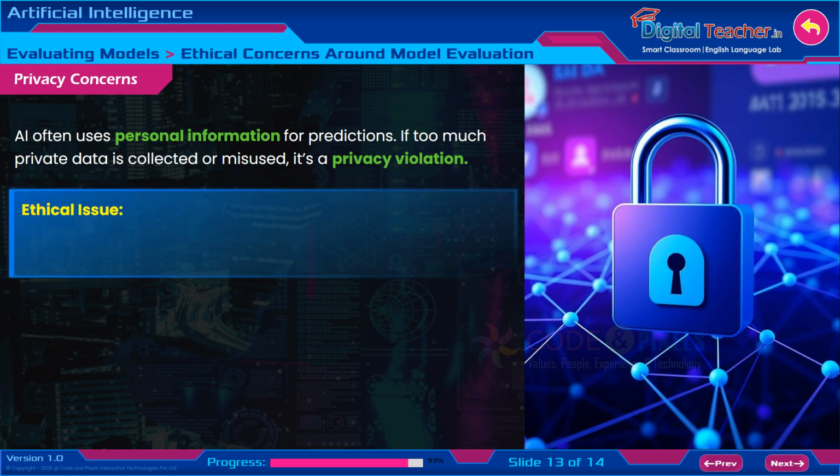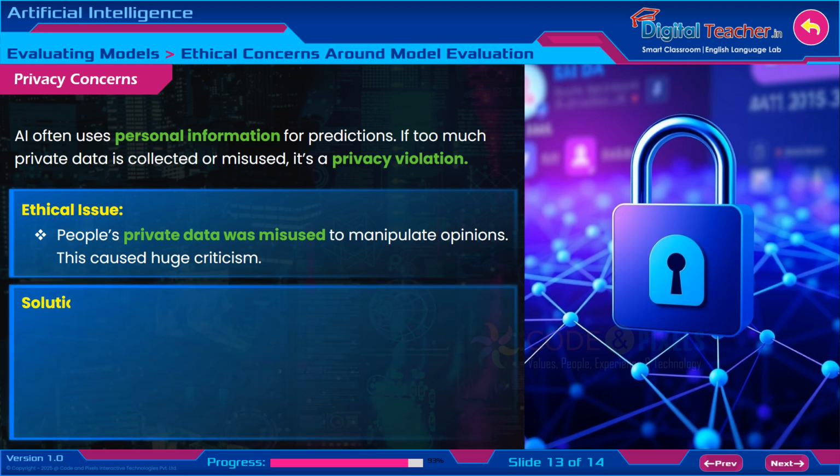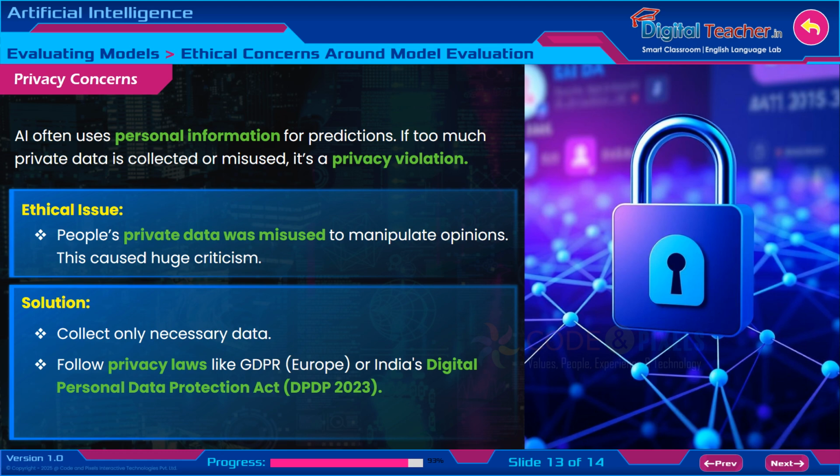Ethical issue: people's private data was misused to manipulate opinions. This caused huge criticism. Solution: collect only necessary data. Follow privacy laws like GDPR or India's Digital Personal Data Protection Act. Use data anonymization and secure storage.